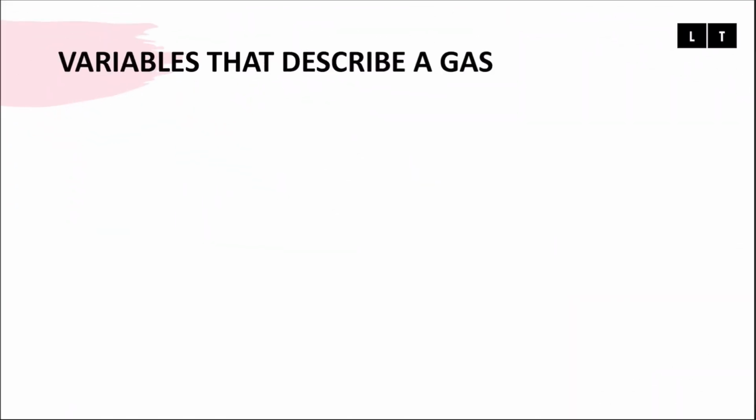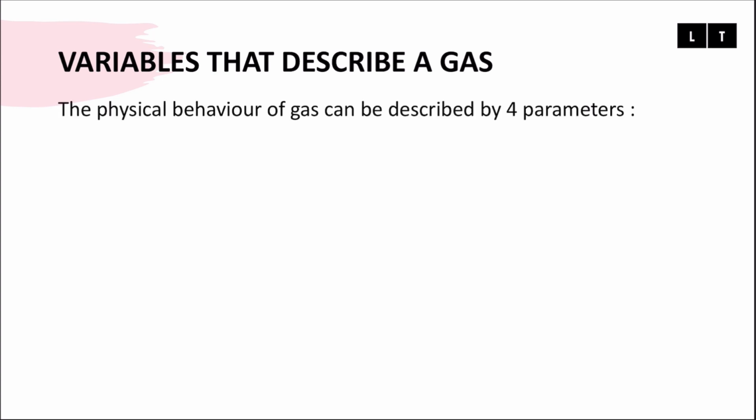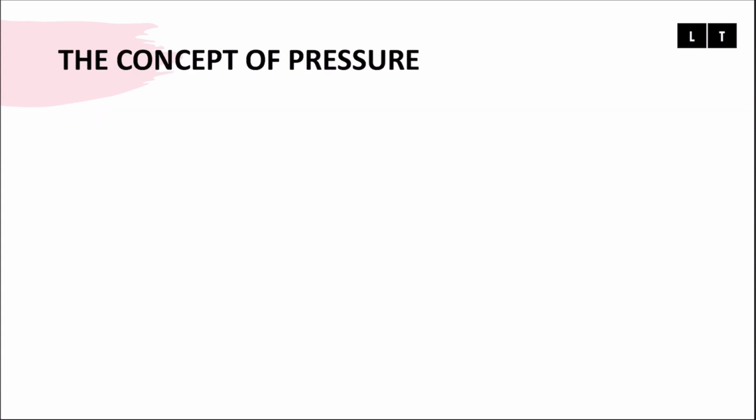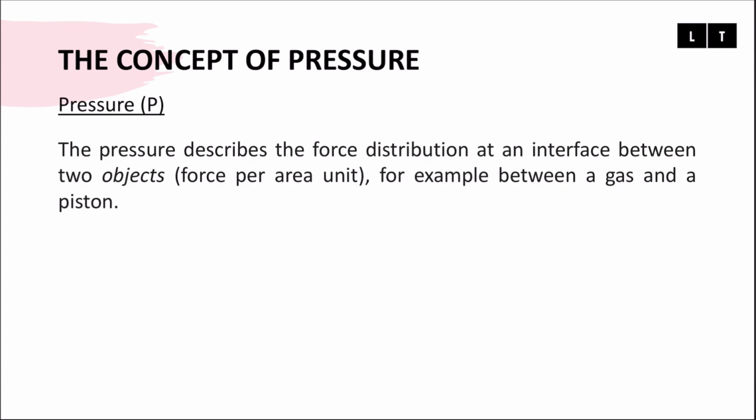So, mari kita sambung bahagian apa variables that describe a gas. So, kita akan observe based on 4 parameters. The first one, quantity. The second one, volume, temperature and pressure. So, let's go with the first concept of pressure, di mana pressure describes the force distribution at interface between two objects, maknanya force per unit area. Contoh kita ada between a gas and a piston.